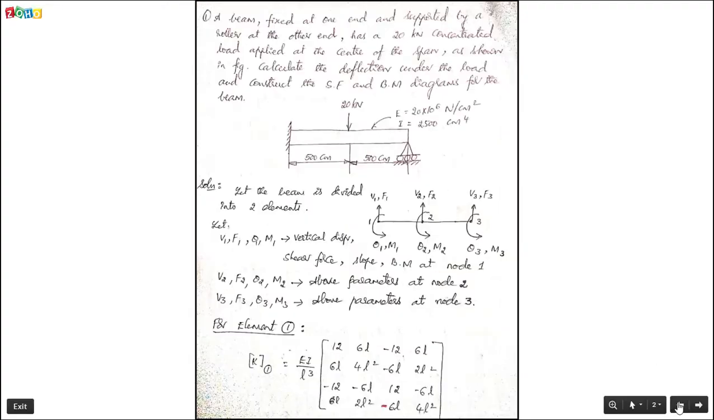Now, in the second element, we have V2 theta 2, V3 theta 3. Same here also, V2 theta 2, V3 theta 3.